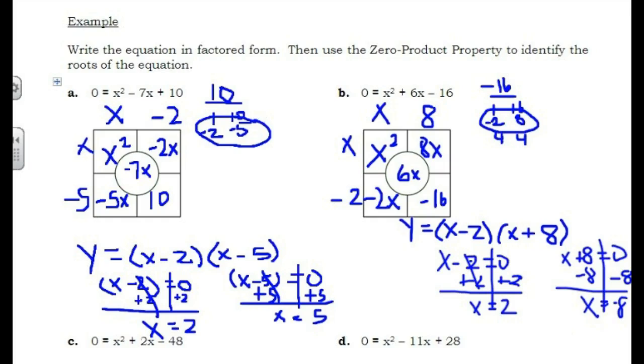Now there is a pattern that can save this work. If you notice that when the x minus 2 was a factor, x equals 2 was a root. It was the opposite sign. A minus 2 was a positive 2. When x minus 5 was a factor, then x equals 5 was a root. Again, a minus 5 was a positive 5 for a root. X plus 8 as a factor gave x equals negative 8 as a root. The sign is always just the opposite.